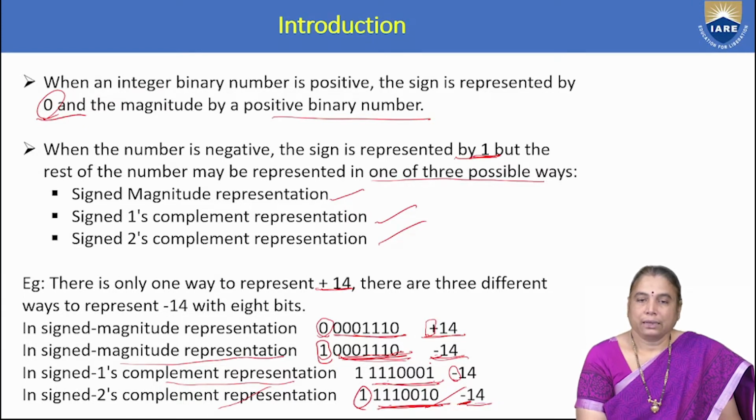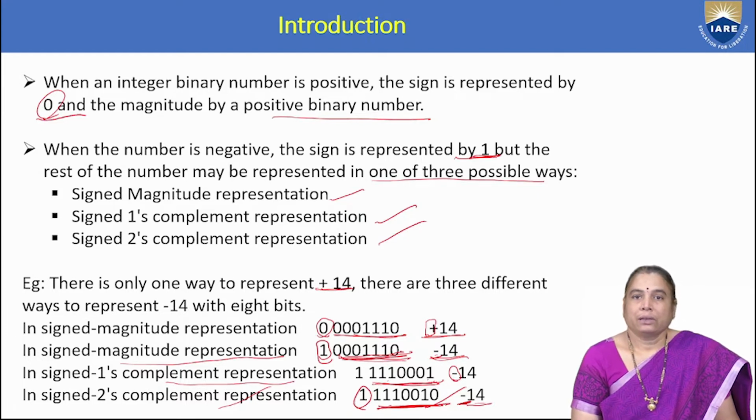And in the second case, signed ones complement representation, the sign can be designated with 1 and the ones complement of 14 has to be represented here. And the third method is signed twos complement representation. In this, the sign bit can be represented by 1 and the twos complement value of the 14 can be represented in the magnitude value. In this way, the integers have to be represented.